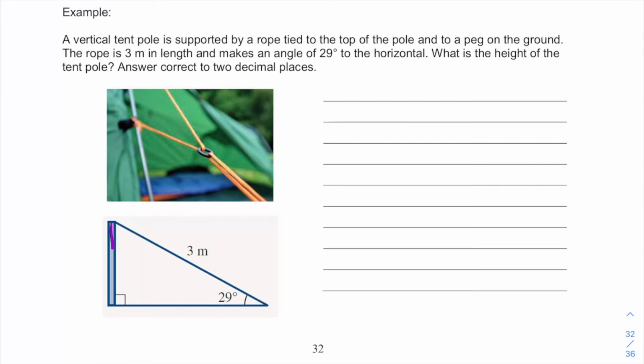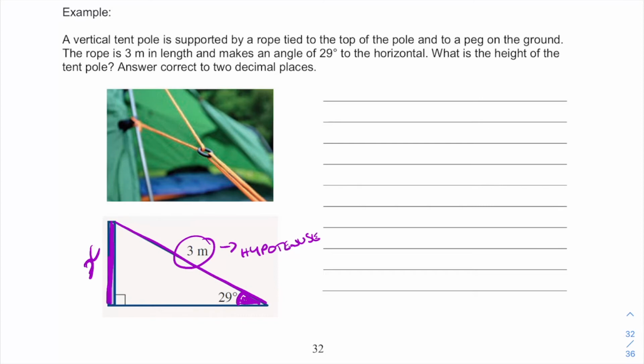So here's my tent pole. That's the one that we don't know the length of, so I'm going to make that X. Here's our 29 degrees, or our angle. And then we've got our 3 meters. That's the hypotenuse, and that's going to be quite useful in determining how high this is.